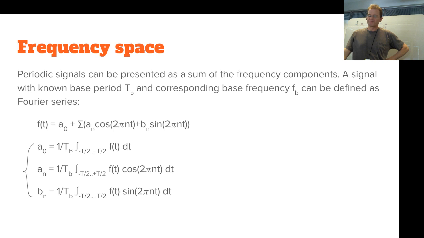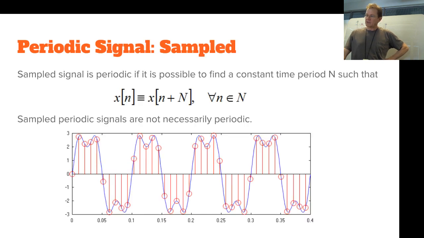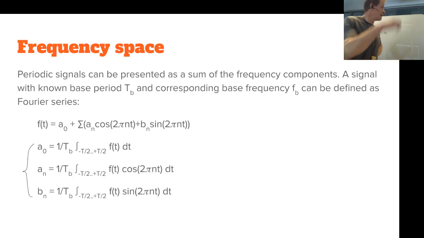Frequency space. So far we had more or less sampling in time space, but of course we can use some mathematical tricks to show the same signal in frequency space. If you have a periodic signal, you can present it as a sum of frequency components, a harmonic frequency series. This is the Fourier series. Remember that one from mathematics.